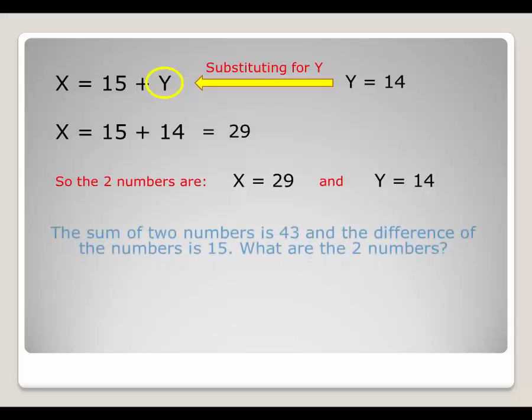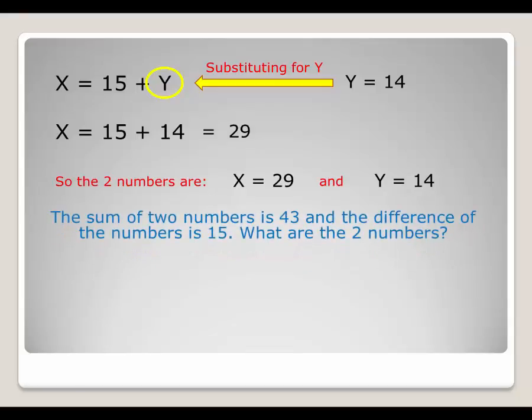So based upon the question that we have, the sum of two numbers is 43. The difference of the numbers is 15. What are the two numbers? And we now see that the two numbers are 29 and 14. The idea now is to prove that when you add both 29 and 14, the result should be 43. Also, when we subtract 14 from 29, the result should be 15. So let's prove that.